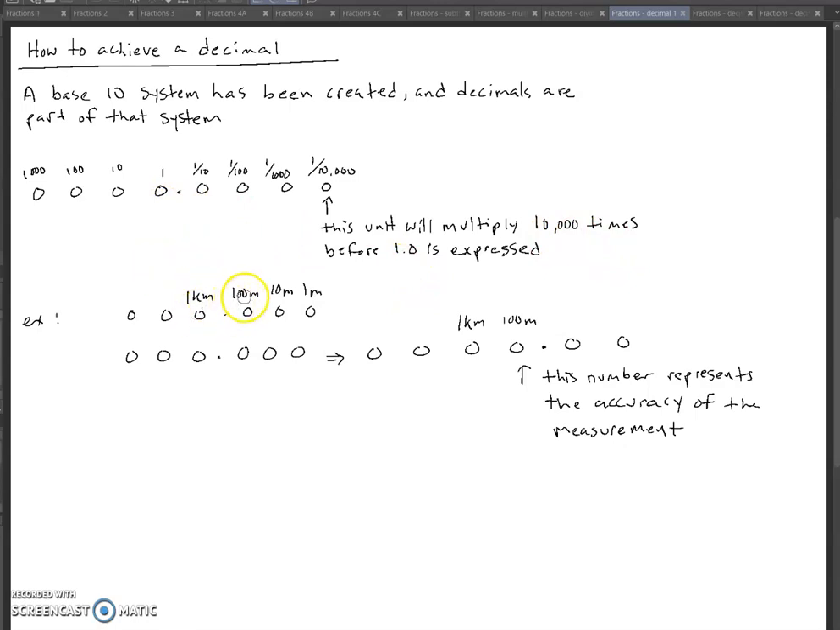So if we have 1 kilometer, 100 kilometers, 10 kilometers, or 100 meters, 10 meters, 1 meter, and this is expressed as 1 kilometer, this would multiply over and over and over again until we got to 1 kilometer. And whatever number is on the left of the decimal, this number represents the accuracy of the measurement. Now, these aren't set rules. This is just a conversation that I'm having.